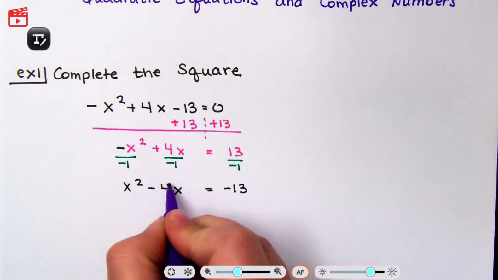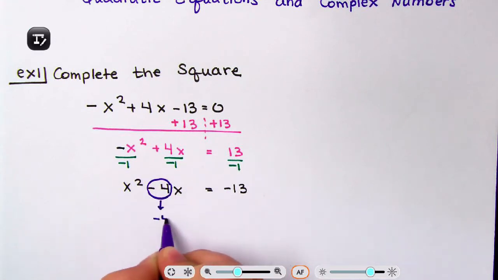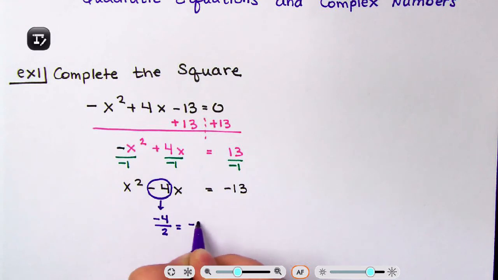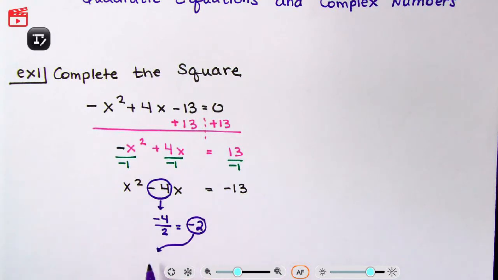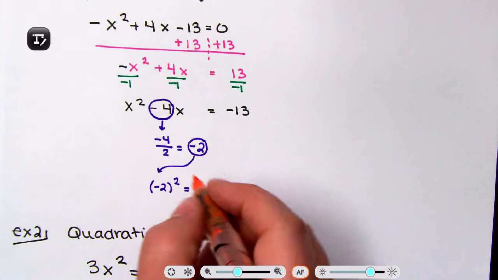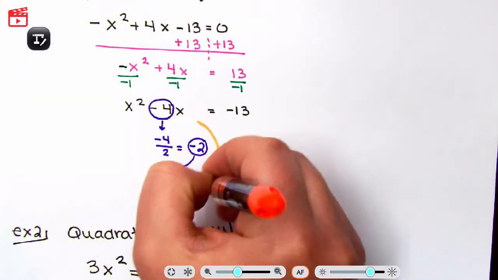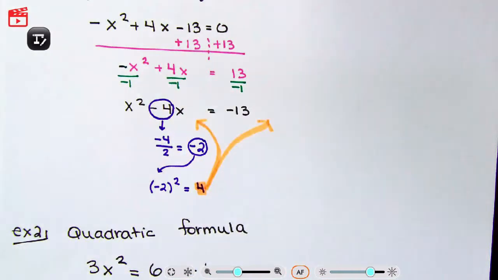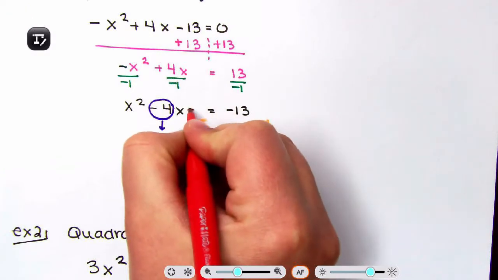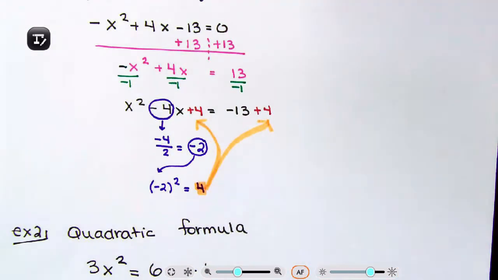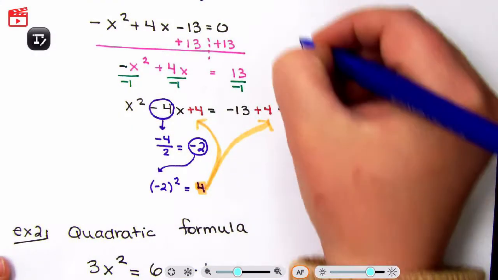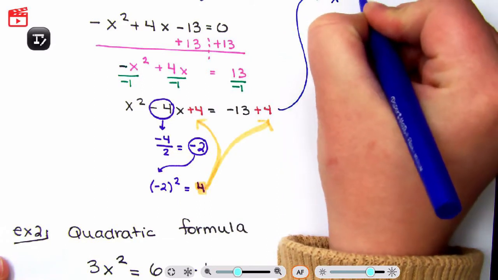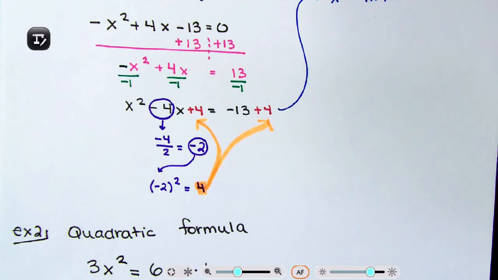Moving on with completing the square, you're going to take this middle term. You're going to divide by 2 always. So that is negative 2. Now take that answer, that product, you're going to square it. So I have negative 2 squared. Now that answer, in this case it is 4, you're going to bring it up to both sides of the equation. And you're going to add that to both sides. So I'm going to add 4 to both sides. So what you end up with is x squared minus 4x plus 4 equal to a negative 13 plus 4, which ends up being negative 9.